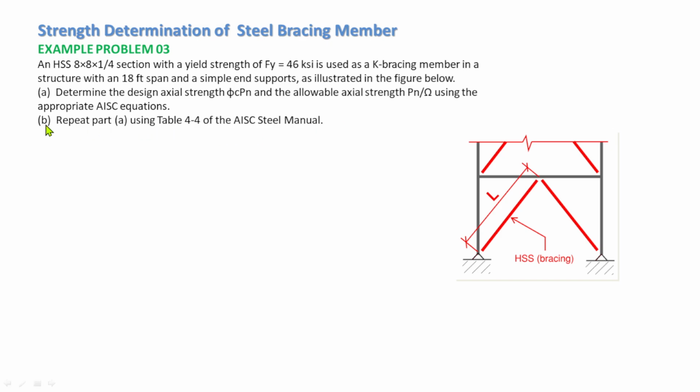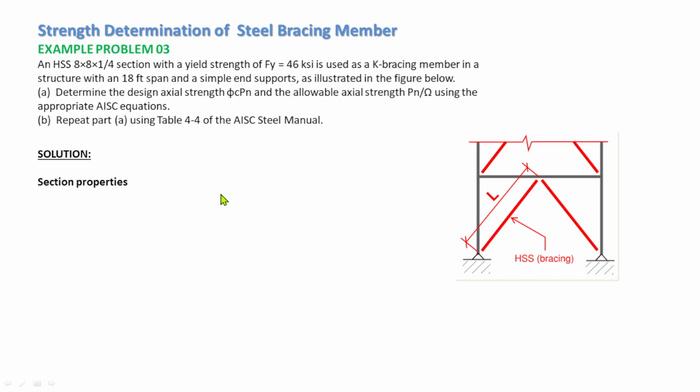In part B, we will repeat part A, but here instead we are using Table 4-4 of the AISC Steel Manual to determine the design strength and the allowable strength of the member. So let's dive into the solution.